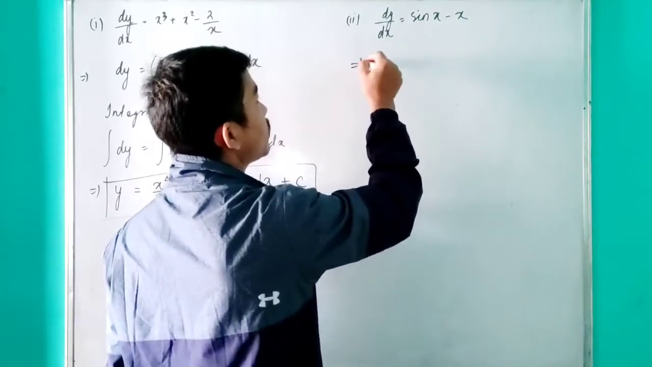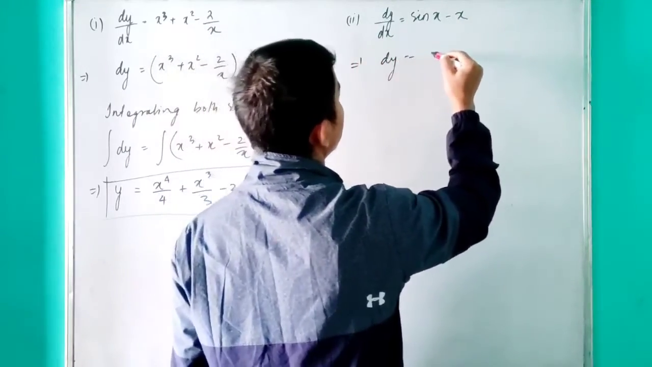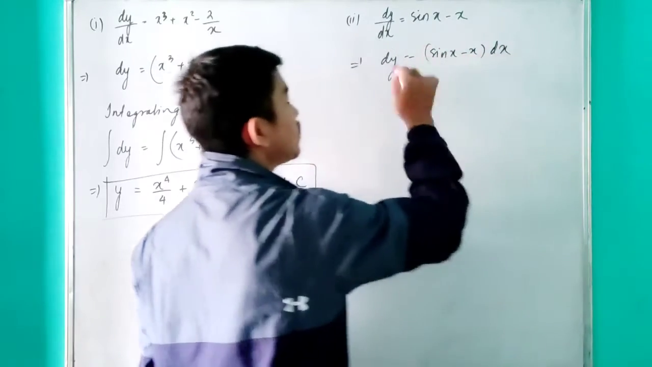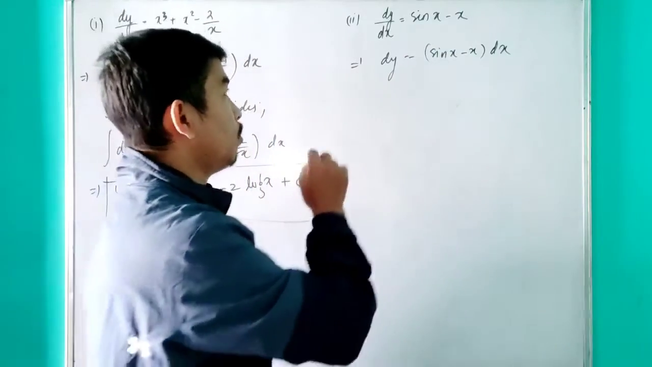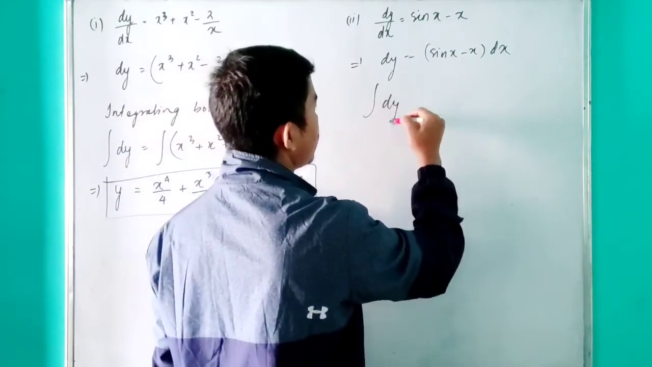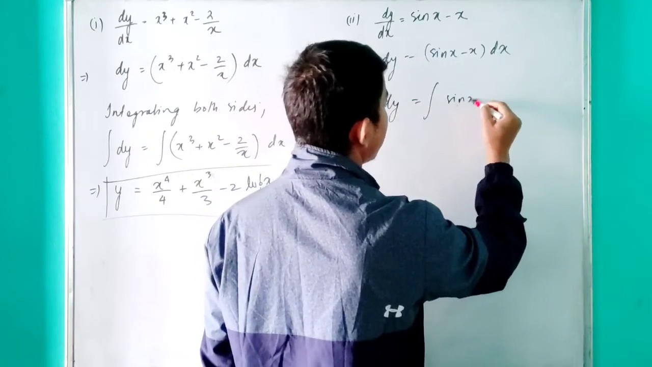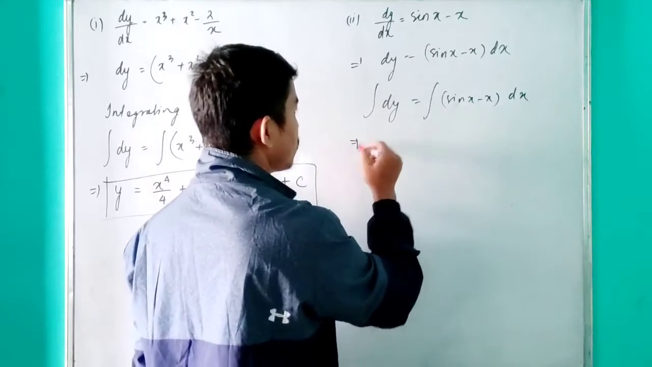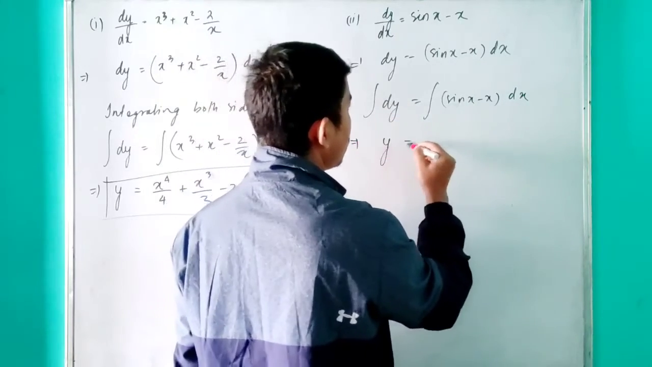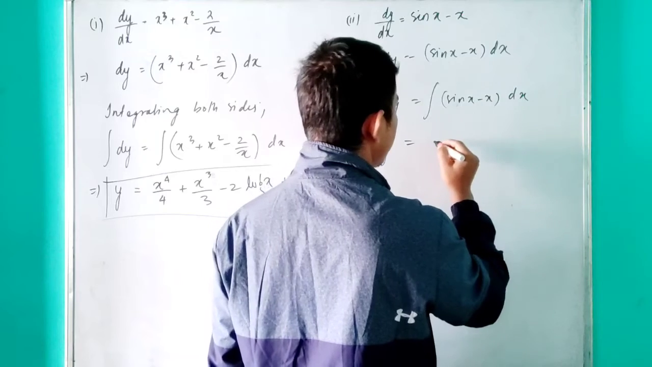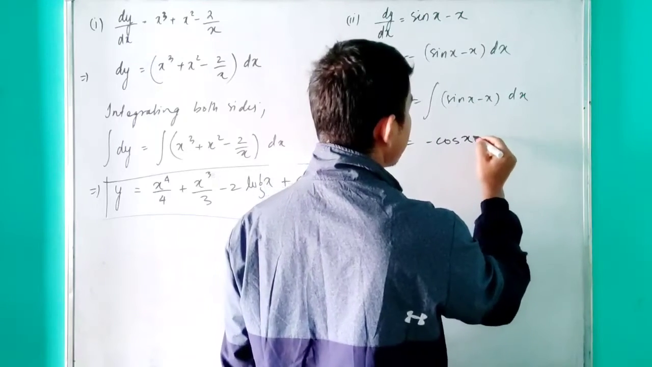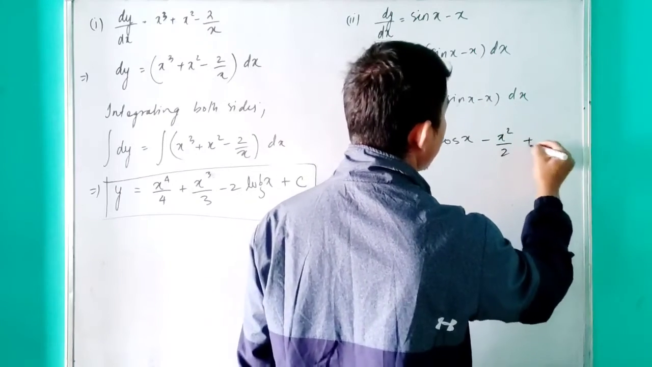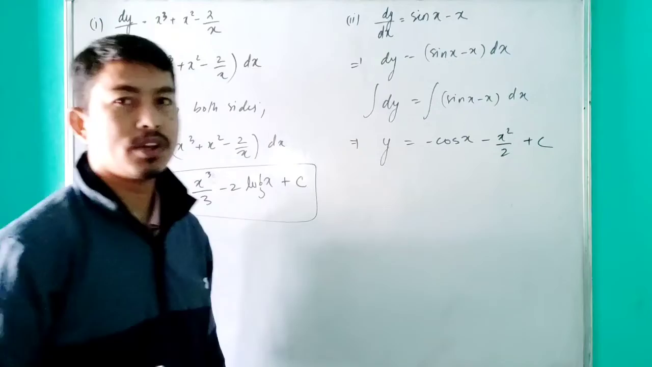Again we will arrange this in the form of dy equals sine of x minus x, into dx. Once we reach this step, we integrate both the sides. So integrating, we get dy equals the integration of sine of x minus x, into dx. This implies that y equals the integration of sine x, which is minus cos of x, minus the integration of x, which is x square divided by 2, plus c. This is the required solution.